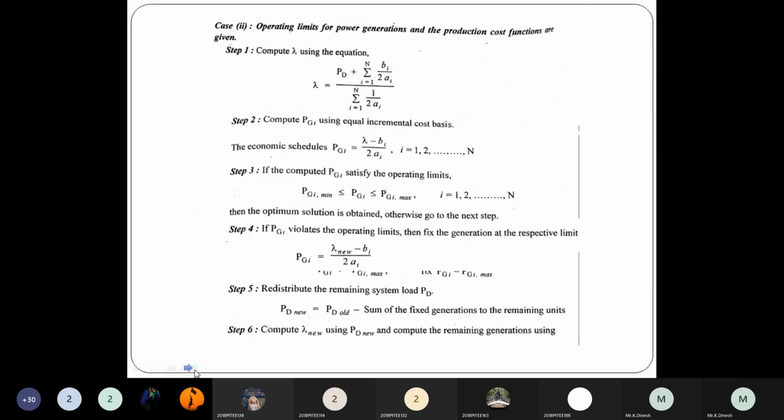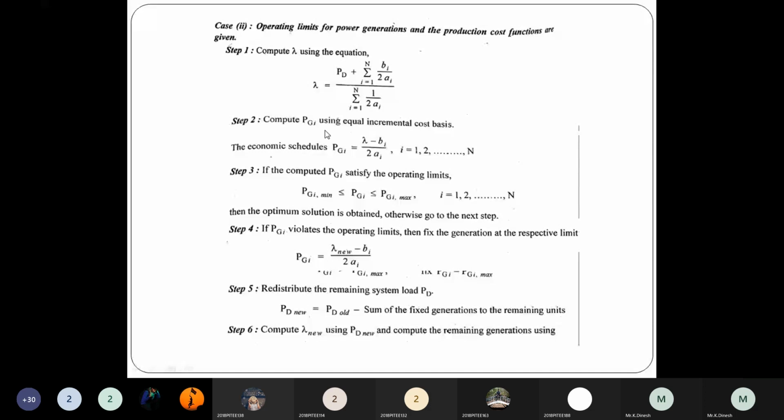Next we proceed with case number 2. In case number 2, the operating limits of power generation and the production cost functions are given. In the previous case, that was not specified. In this case, the designer or the manufacturer specifies the limits. To compute lambda, I use the same equation: PD plus the summation of i equal to 1 to n of Bi by 2Ai, whole divided by the summation of i equal to 1 to n of 1 by 2Ai. So the lambda is common.